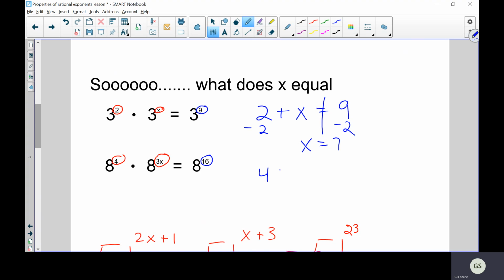So 4, and we're adding them again because it's still the product rule, equals 16. Don't need the base. You'll notice I'm not writing the base anyway, because the base doesn't change. It's always going to be 8. So there's nothing we need to do with that. Just 8 on the problem side and the answer side. So to solve that, that's just a 2-step equation.